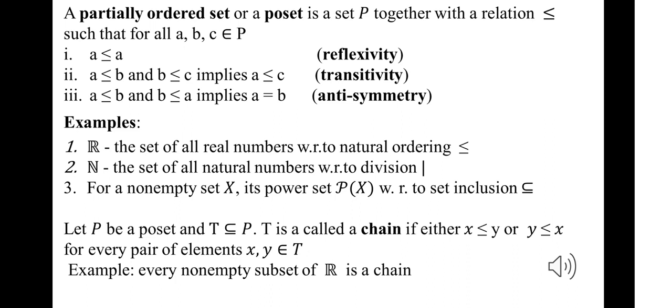An example would be, you can take any non-empty subset of the set of real numbers with respect to the natural ordering. Any non-empty subset would give a chain, because in R we know that every pair of real numbers are always comparable.